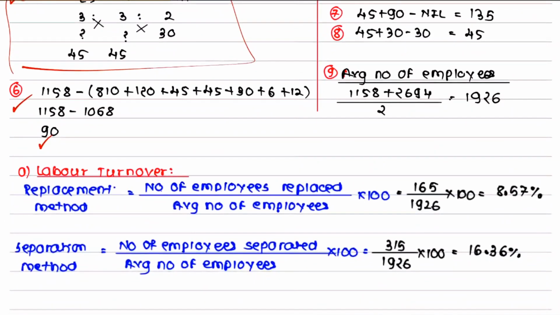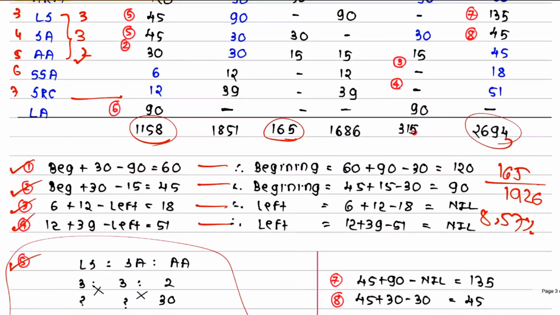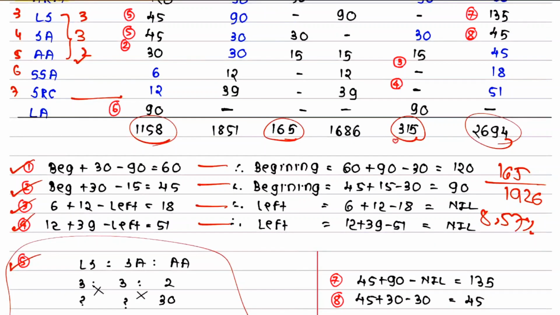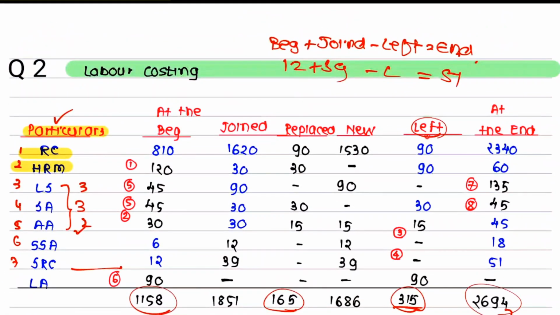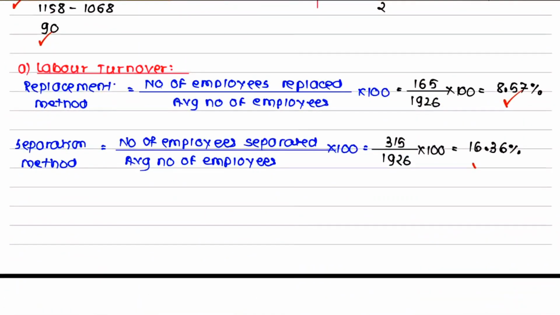You can have a look. First is 8.57% replacement. After replacement, they are asking for separation, I think. Yes, they are asking for separation. So how many employees are separated if you check? 315. So 315 separated upon average, how much was ours? 1920. So 315 upon 1920 into 100. That is going to be 16.46 something.